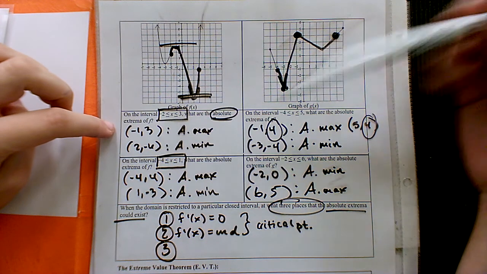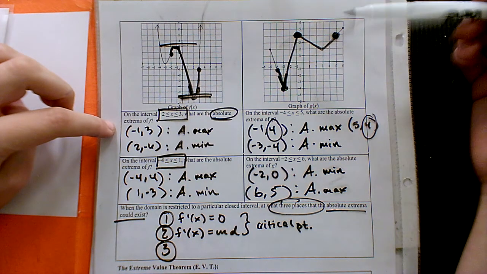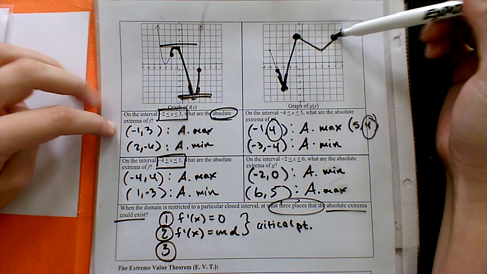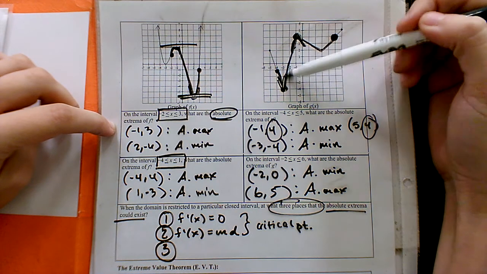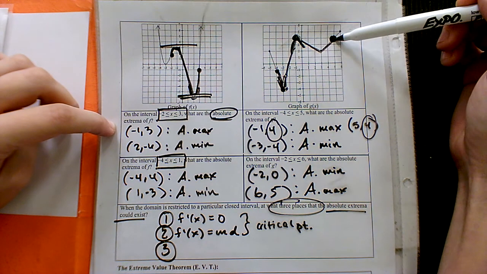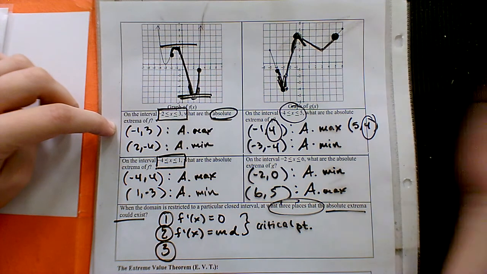What if, over here, this (5, 4) we labeled was another absolute max. Now this is not the top of a mountain or the bottom of a valley. What is this point? Endpoint. It's an endpoint for this specific interval.